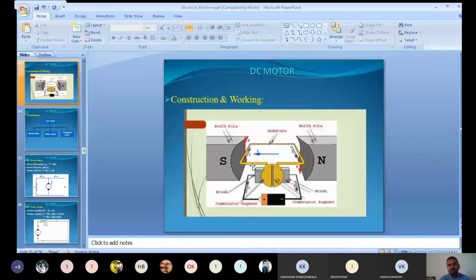That means each conductor experiences a force according to the law. If we combine the forces acting on each conductor, it will produce a unidirectional torque, and due to this unidirectional torque, the armature of the motor starts rotating.